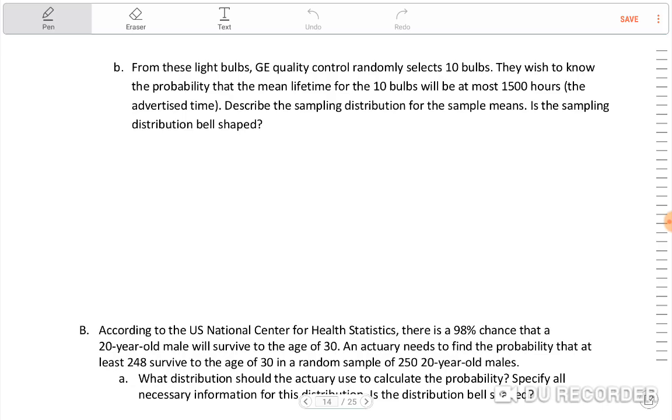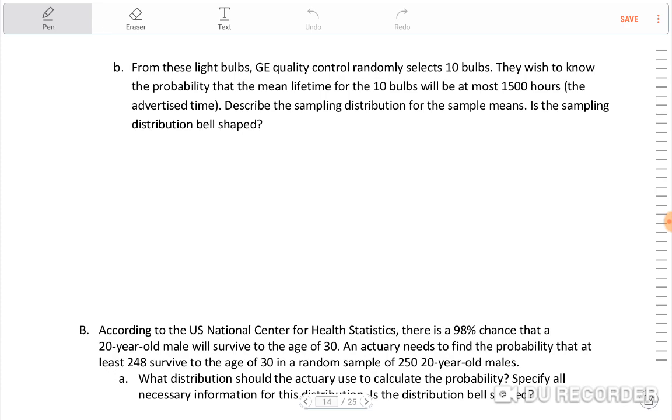Next. All right. From these light bulbs, GE Quality Control randomly selects 10 bulbs. They wish to know the probability that the mean lifetime for the 10 bulbs will be at most 1,500 hours, the advertised time. Describe the sampling distribution for the sample means. Is the sampling distribution bell-shaped? Well, the question is about a random sample. We must check the requirements for means. The selections were random. The sample did come from a normally distributed population.